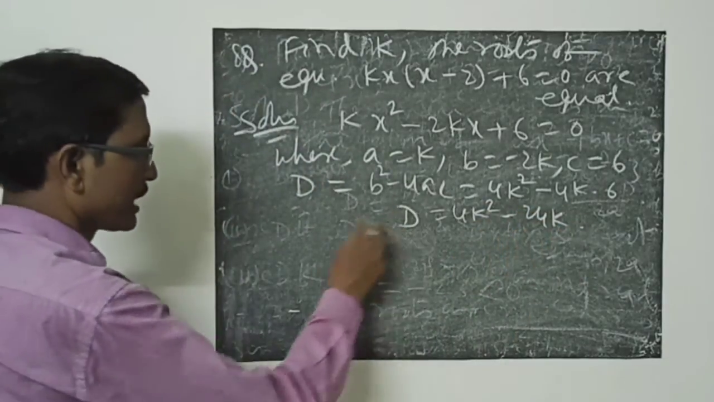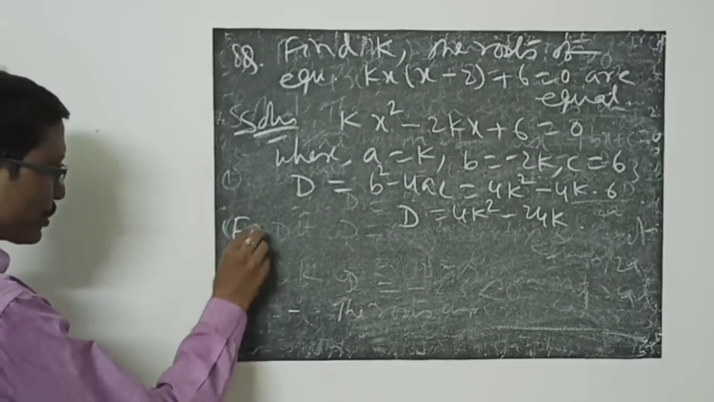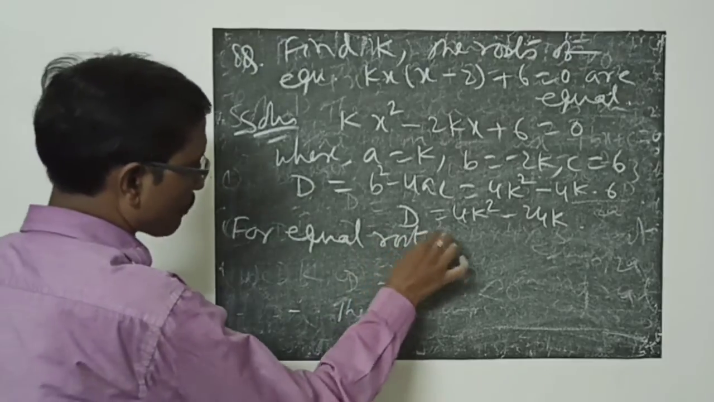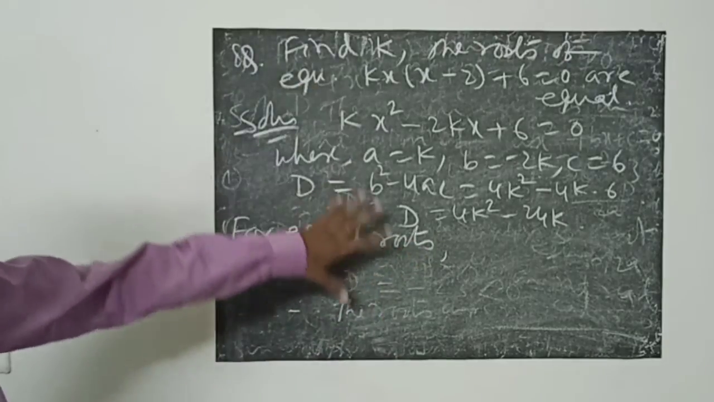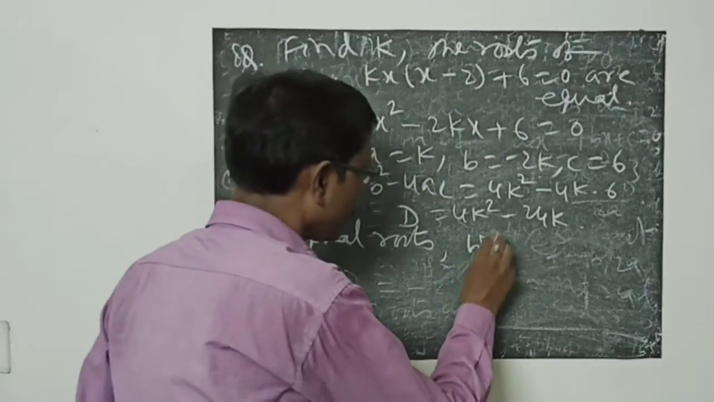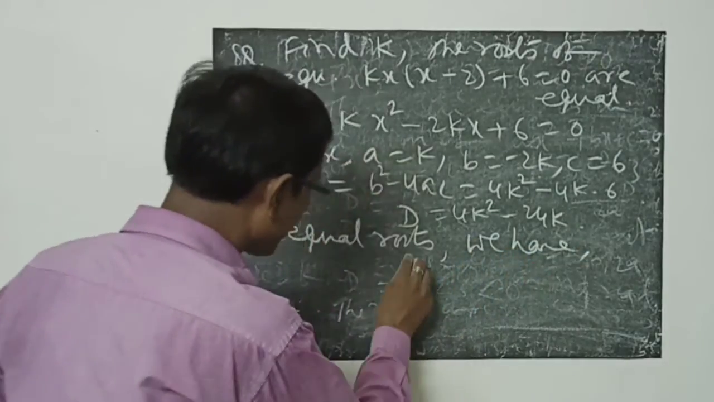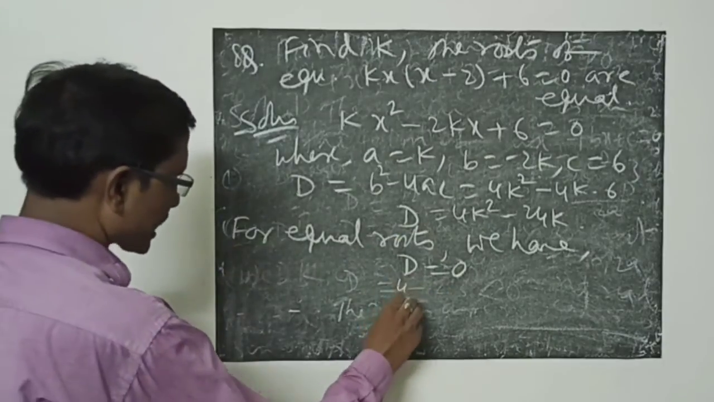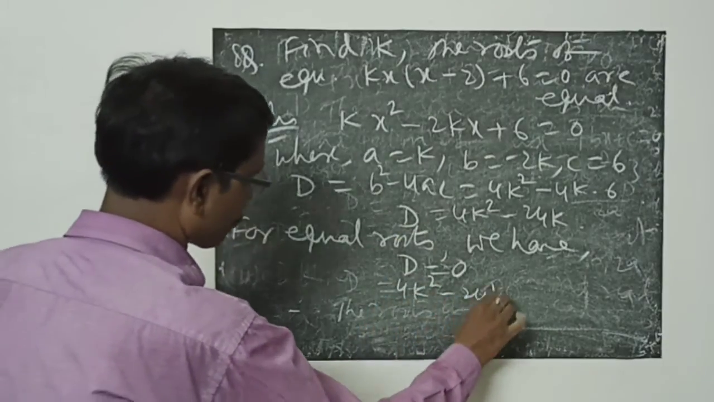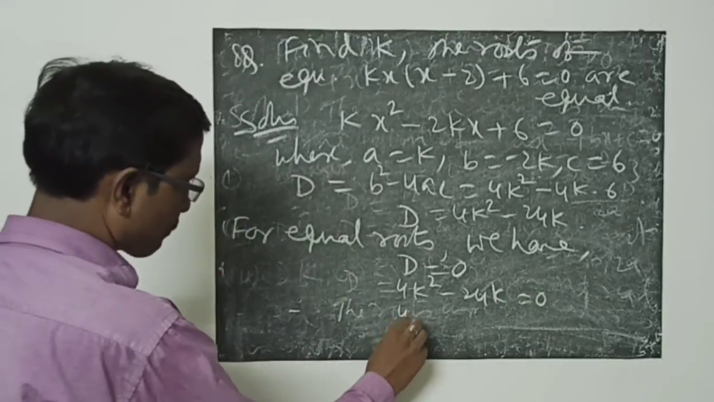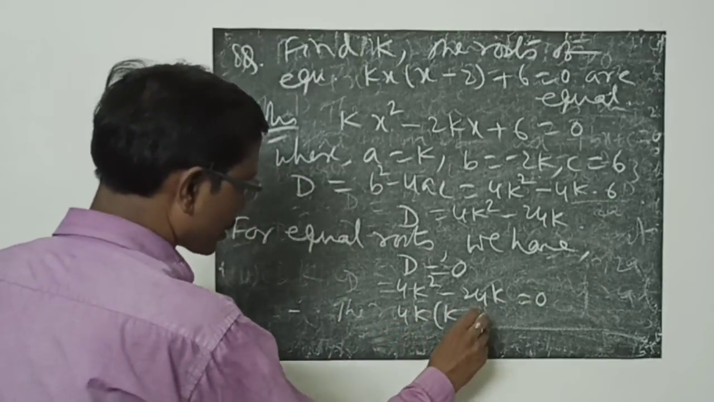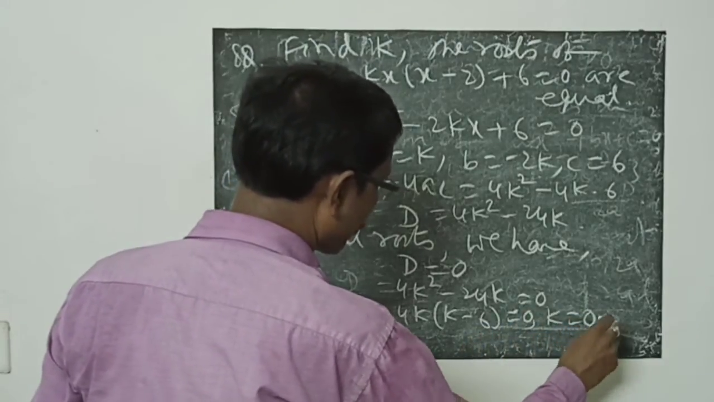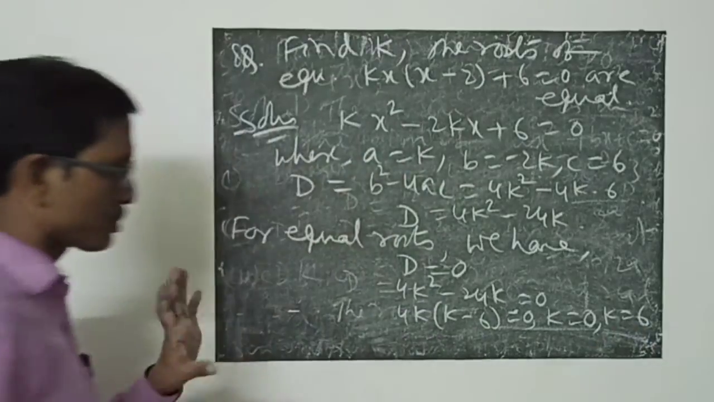That is d. And for real and equal roots, what is the condition? What is the condition for equal roots? We know that for equal roots we have d equal to 0. Here d means 4k square minus 24k equal to 0. If you take 4k common, it will be 4k into k minus 6 equal to 0. So from there we are getting k equal to 0 and k equal to 6.